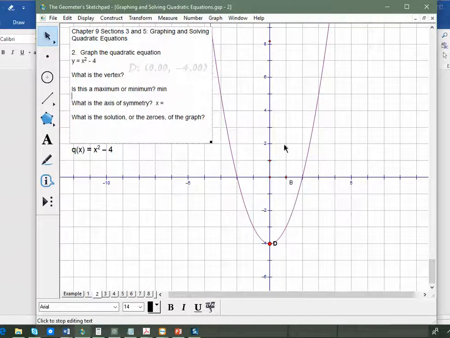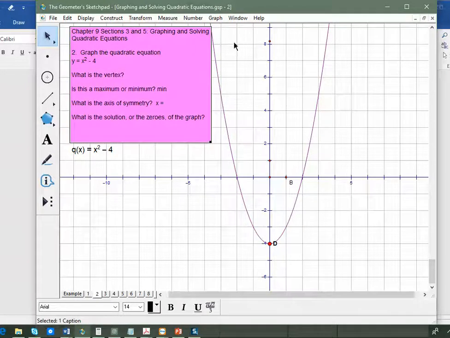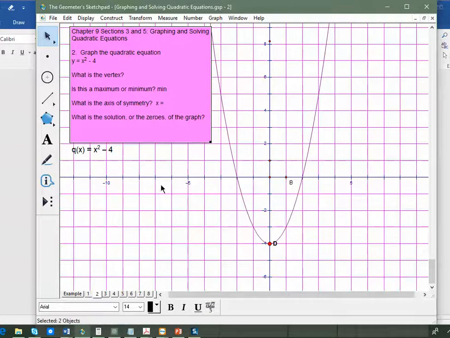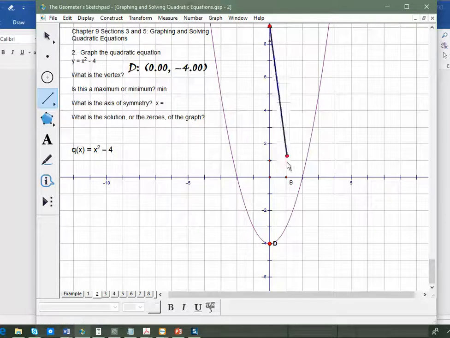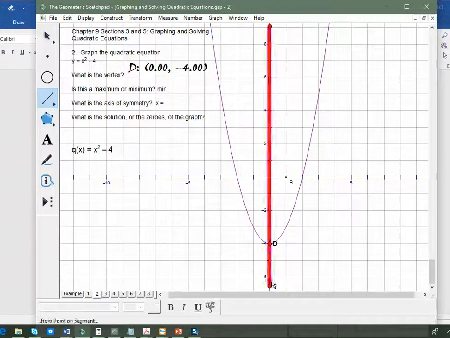What is the axis of symmetry? Well, the vertex again is at 0, -4. That means the axis of symmetry is x equals 0. It's right here. You can graph that if you want, but it's going to be hard to see because it's going to go right on top of this line. I mean, you could draw a line there if you want, though. Let's just draw a line like this. That's the axis of symmetry. And that is at x equals 0.